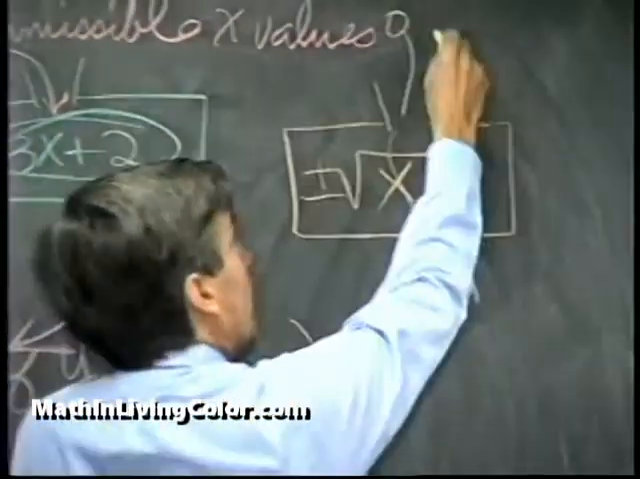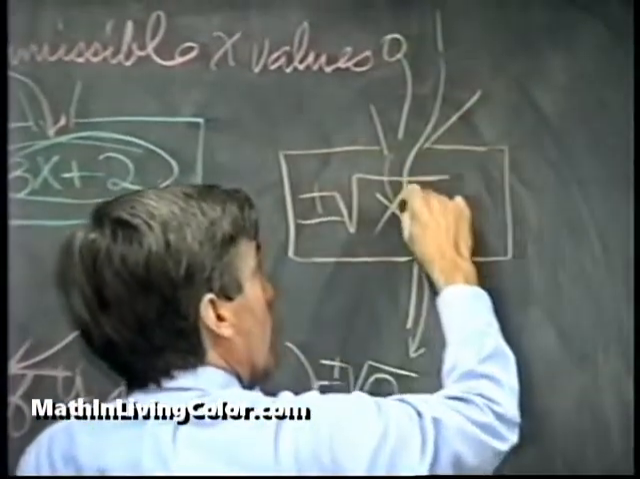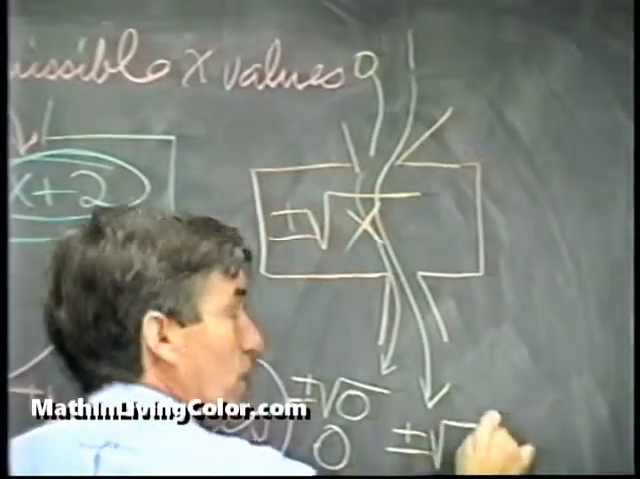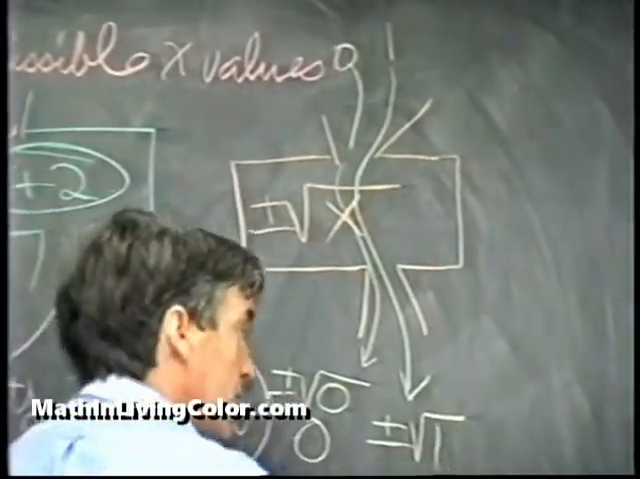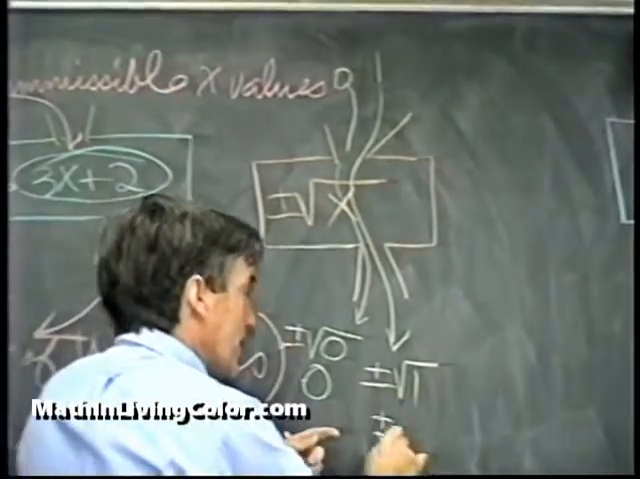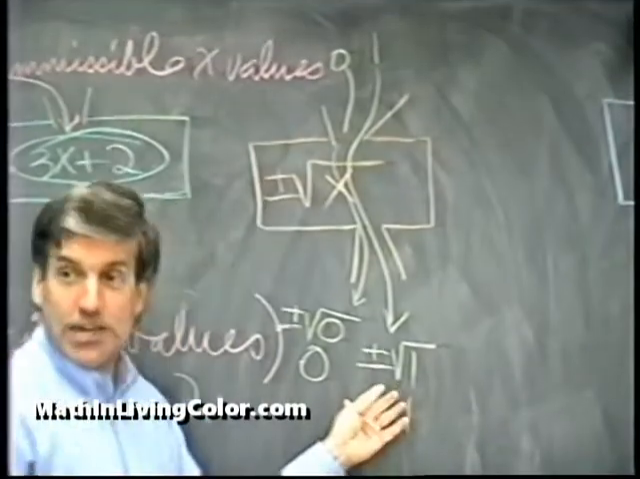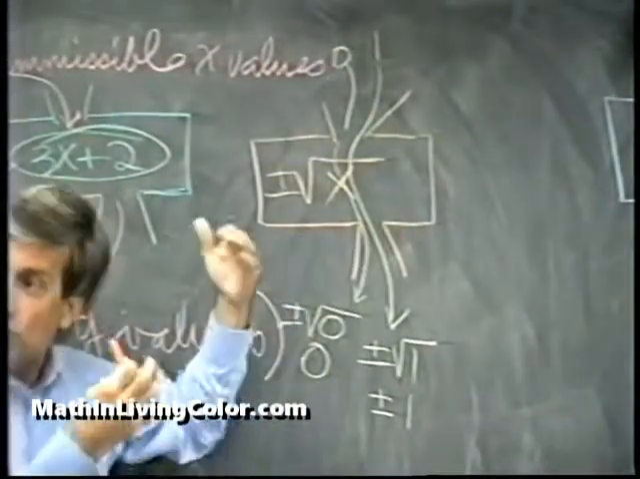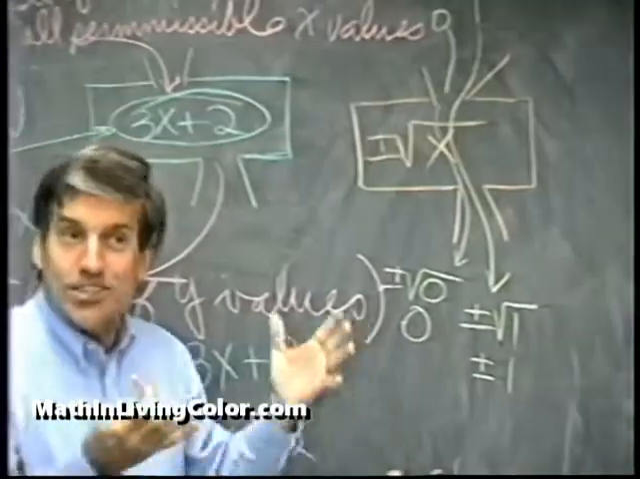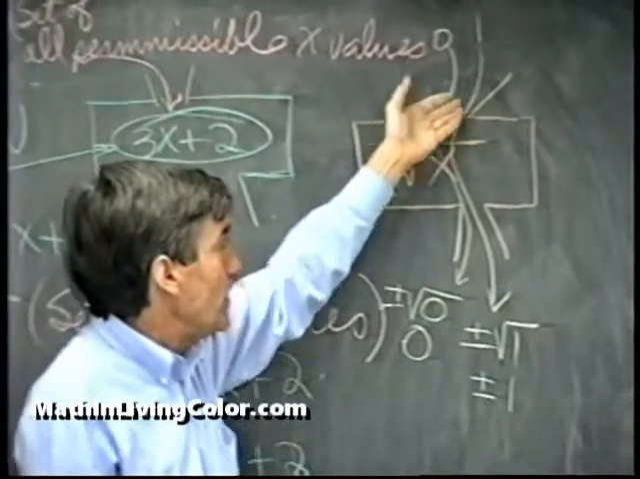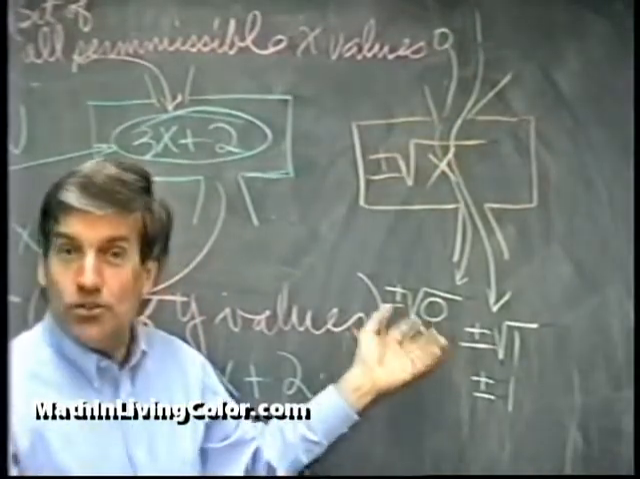Now, what if I put in a 1? What would you have? If I put in a 1, I'll end up with plus or minus the square root of 1, which is plus or minus 1. Do you see what's happened here? One value of x goes in the top, but you get two values out the bottom. That is not unique. Okay? Just because it came out unique once doesn't make it unique always.